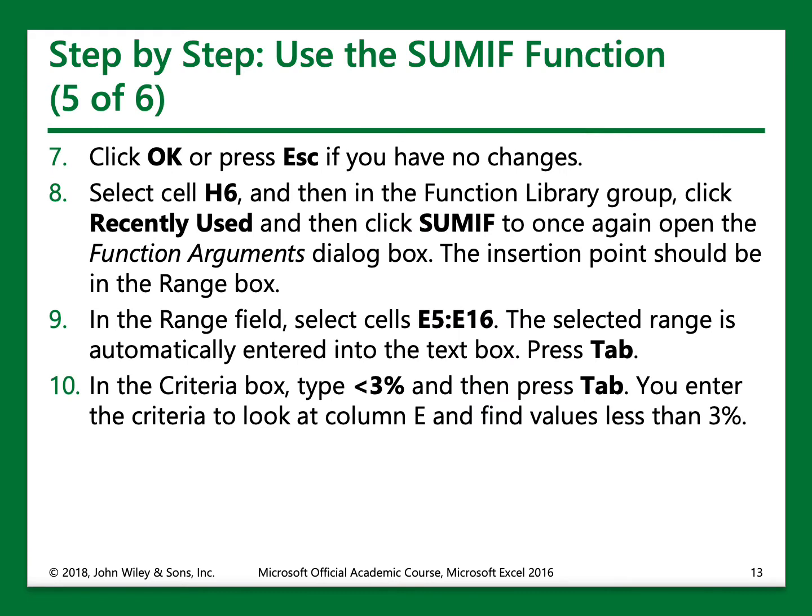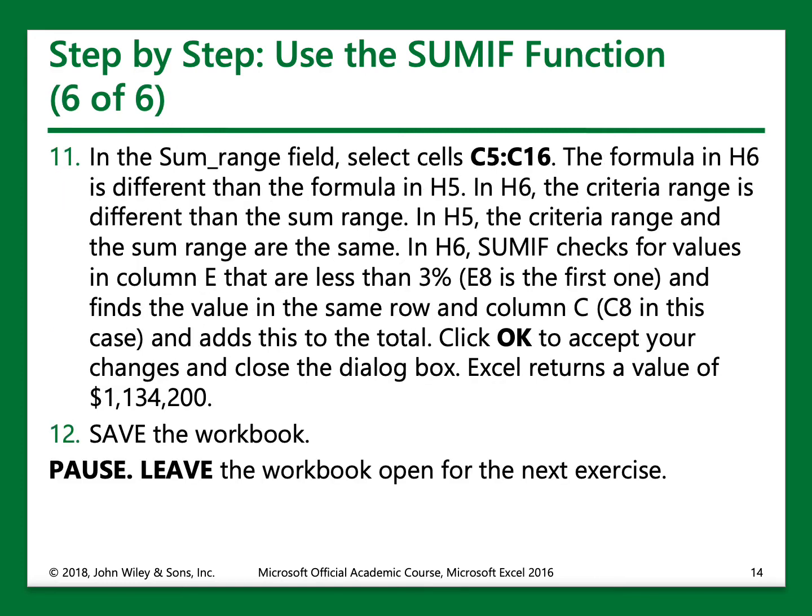Once you've done that, hit OK, and it should all add up to the value that was on the previous slide. Now, if we move on to cell H6, the one underneath, and then in the function library group again, click recently used and SUMIF again. Now we're going to select cells E5 to E16. In the criterion box, type less than 3%. And then in the sum range field, highlight cells C5 to C16.